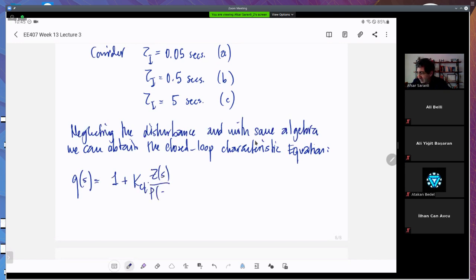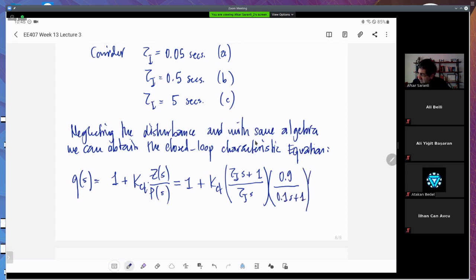So some zeros and some poles, and you can obtain this as KCT times the first term, tau I S plus 1 over tau I S. The second term will be 0.9 over 0.1 S plus 1. These are for our inner loop gain set to 18. Okay, and then 0.8 over 2S plus 1.